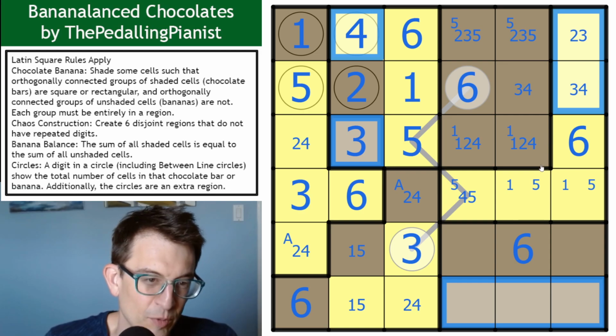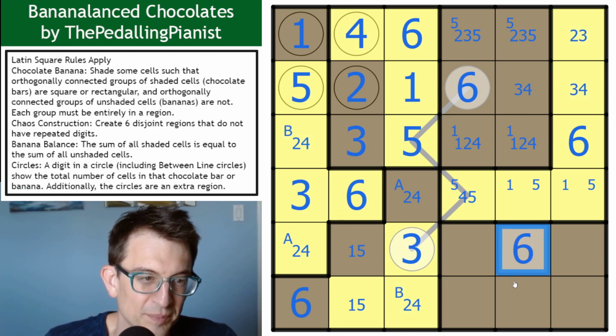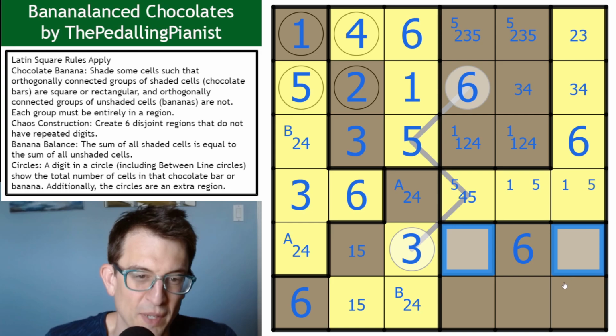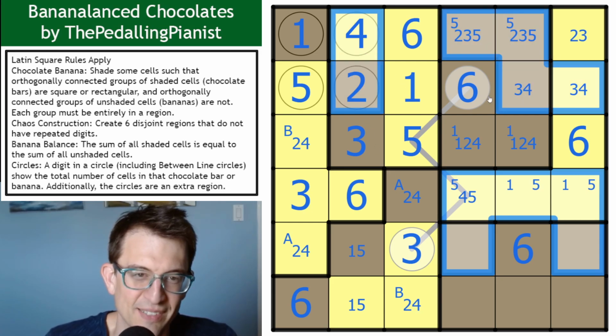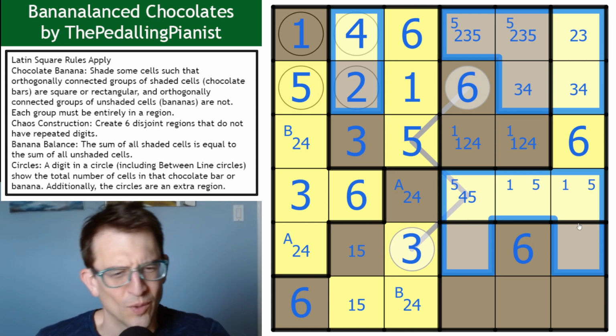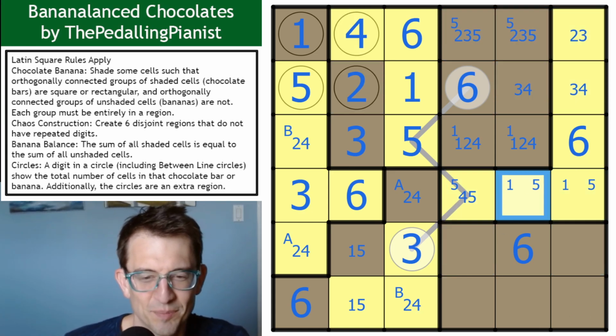But I run out of room there. So let's call this B. B is in one of these spots, and one of these spots. Yeah, unfortunately, I think that's as much as I get. Whew, what am I supposed to do here?